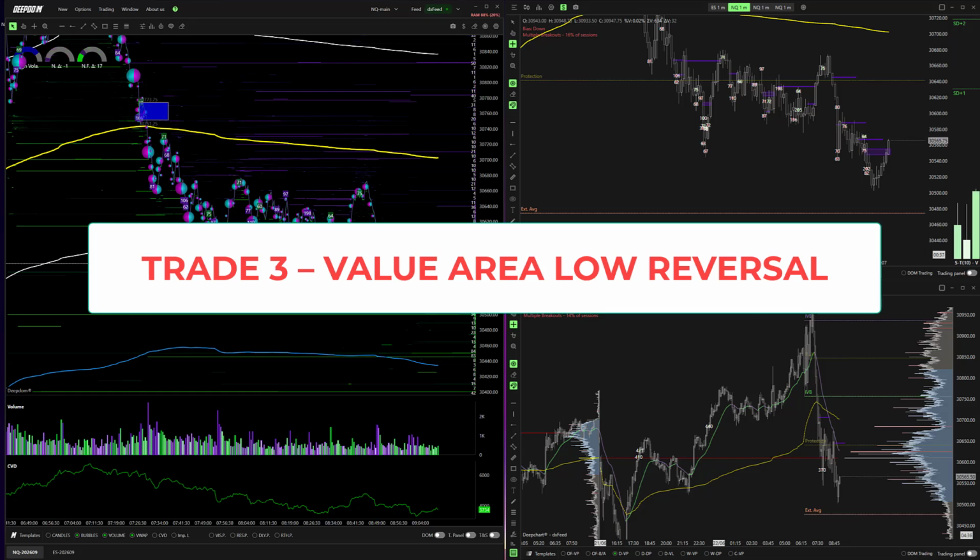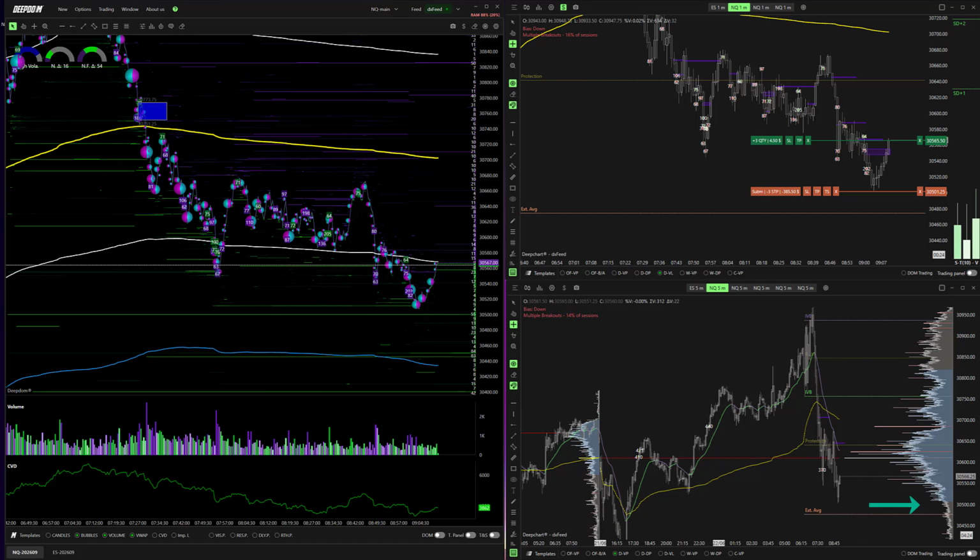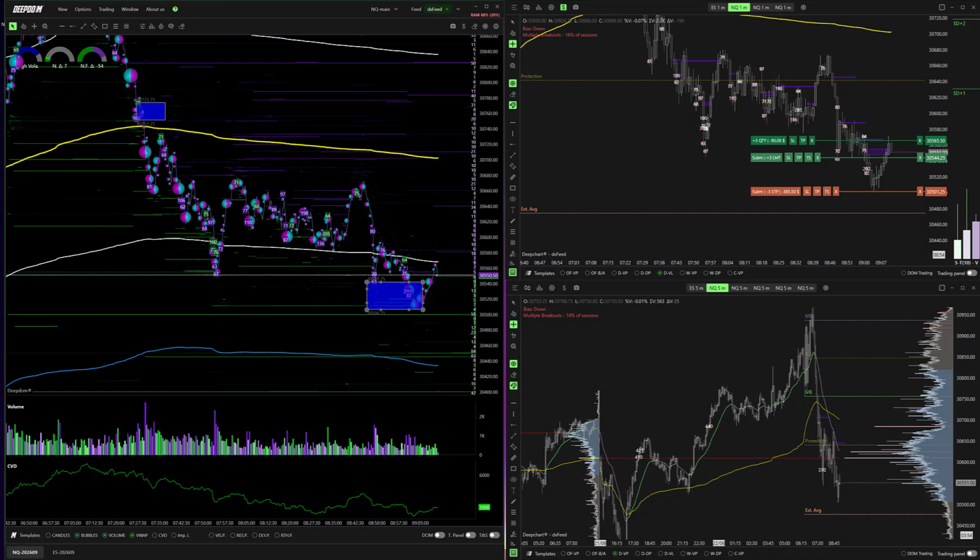For the third trade, price tested the value area low. This is one of the most important levels in my charts because it represents the lower edge of fair value. As the market reached that area, I watched the order flow closely. You can see here in the blue rectangle.